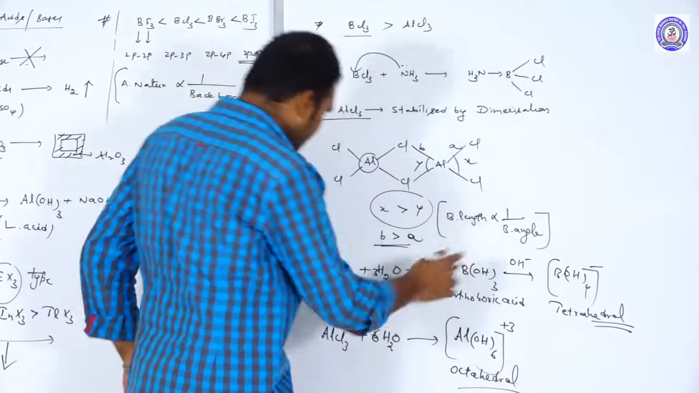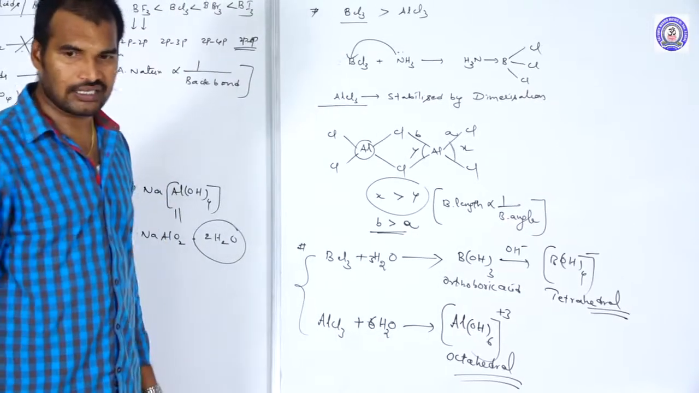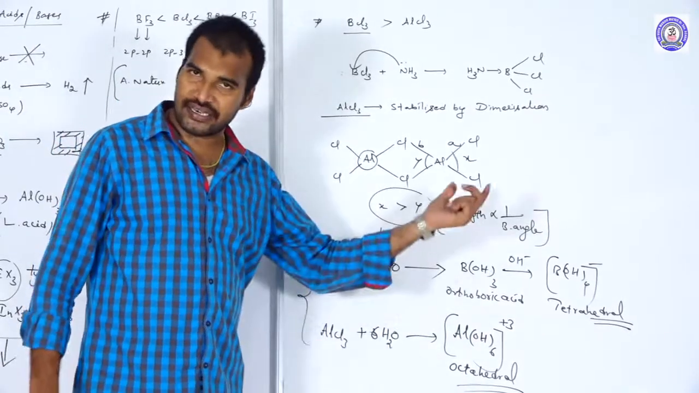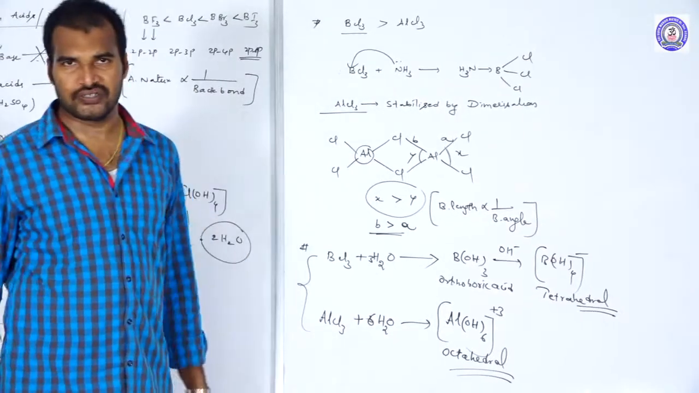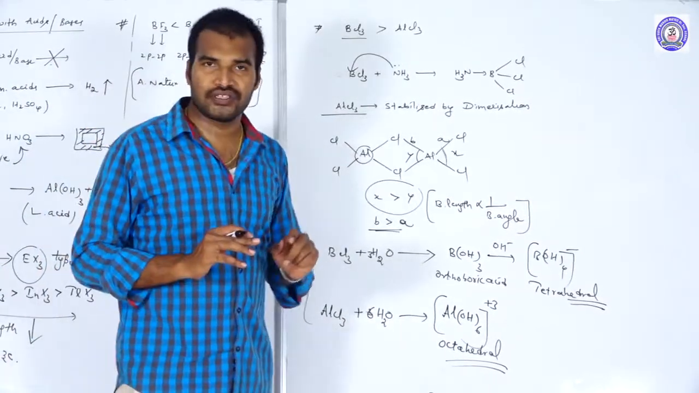Octahedral units. This is the main difference between BCl3 and AlCl3. BCl3 on hydrolysis gives tetrahedral units, whereas AlCl3 on hydrolysis gives octahedral units. So this is about the chemical properties of the 13th group.